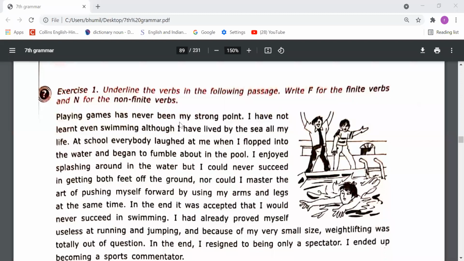So let's start. Playing games has never been my strong point. So playing is the verb here. We have studied that ing form is partly verb and partly either participle or gerund. So please let me know. Playing is what here? Finite or non-finite?